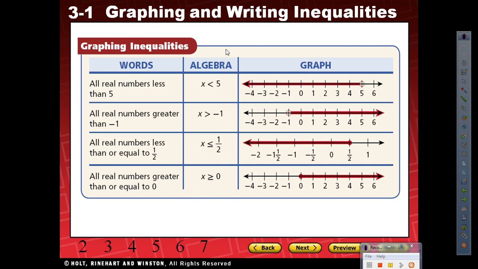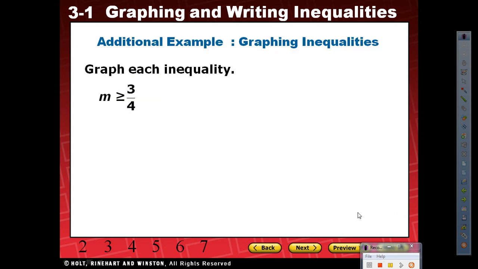Right now, we wrote our inequality using the graph. Now we're going to go the other way around. I'm going to give you the inequality, and I'm going to ask you to graph it. So check this out. Copy this one, example 1, and it says graph each inequality. M is greater than or equal to 3/4.